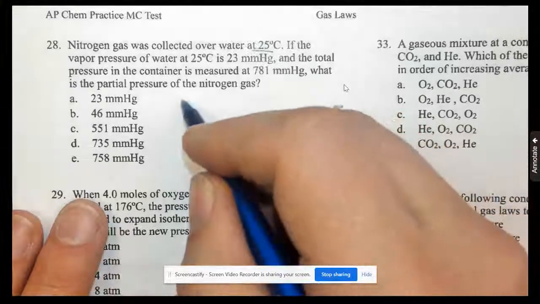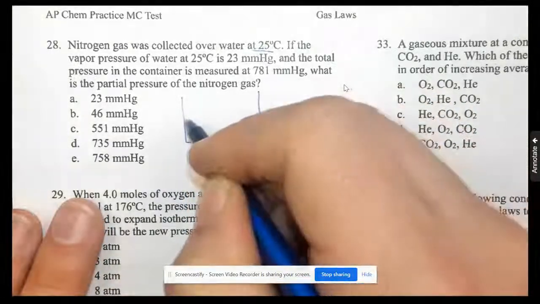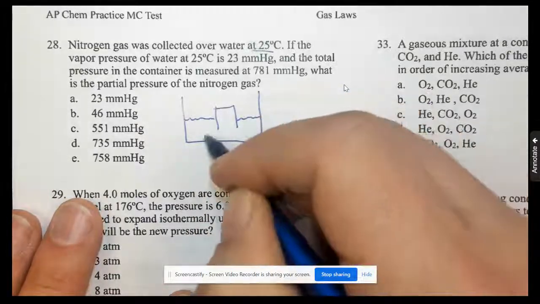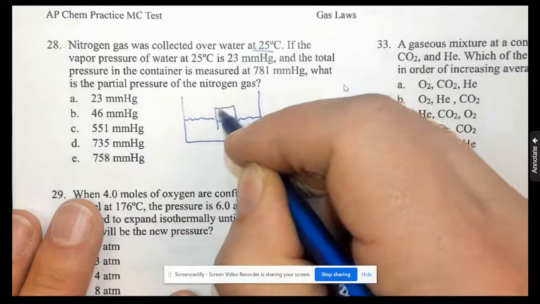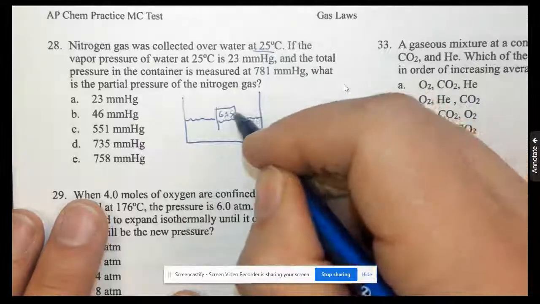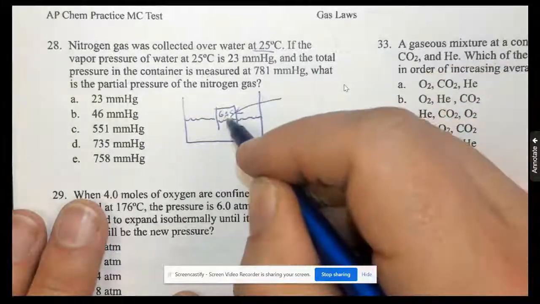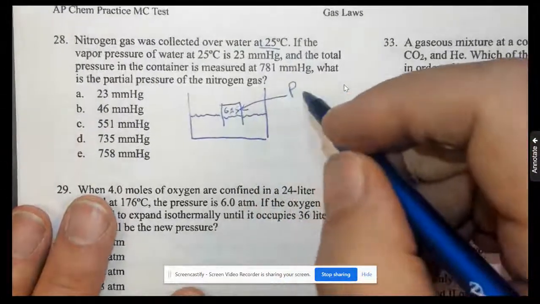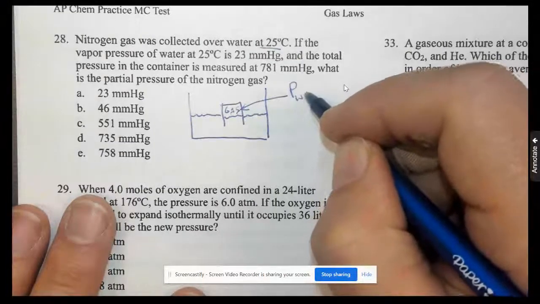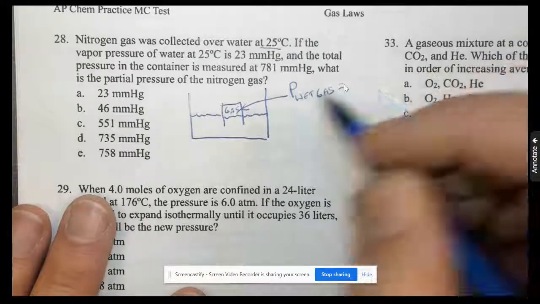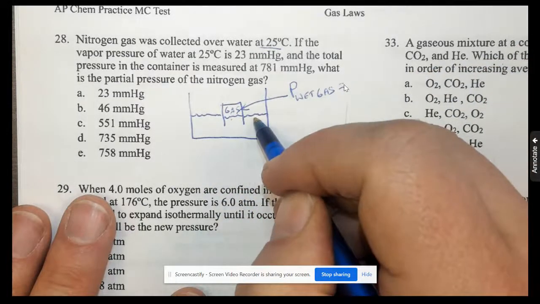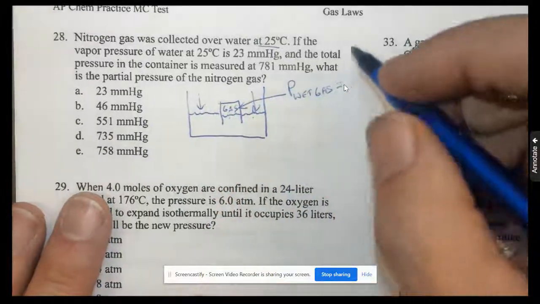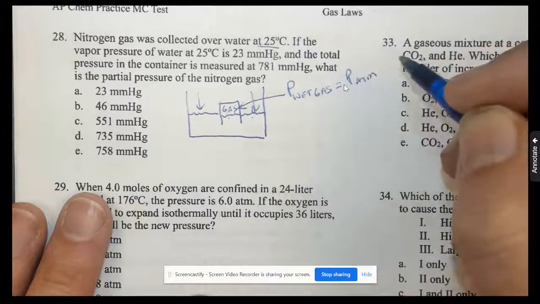Whenever you collect a gas over water, going back to Unit 2, Lesson 17, you're going to have a container that you collected gas in. The gas is going to be up here. But mixed in with it, you're going to have some water vapor that evaporated into that container. So the pressure up here is going to be what we call the wet gas. And if the water level in here is the same as this, the pressure of the wet gas in here must equal the pressure pushing down on it outside, which is atmospheric pressure.